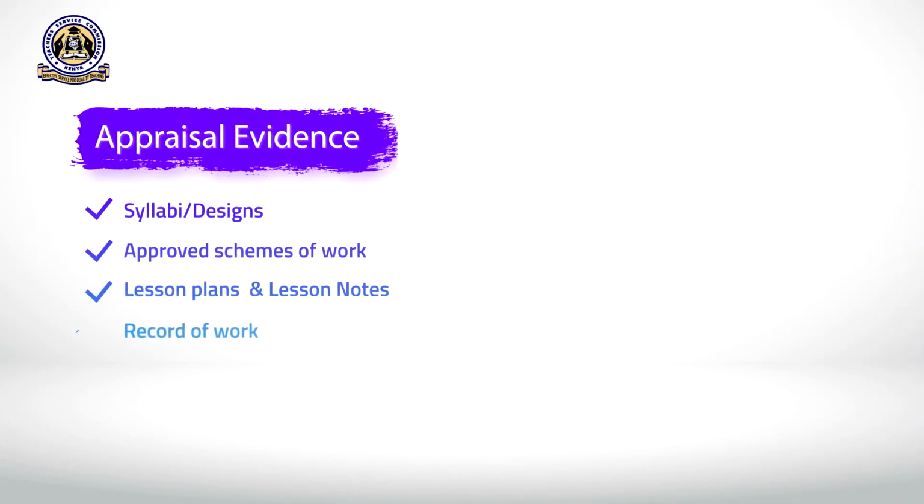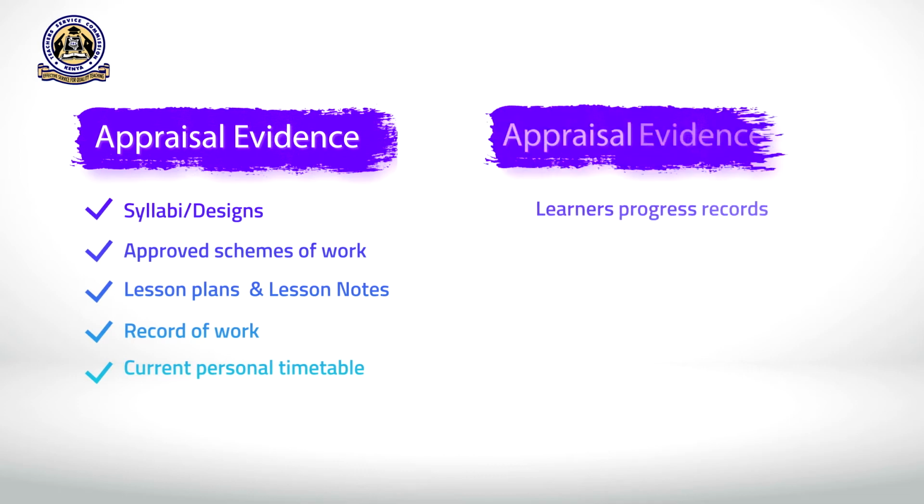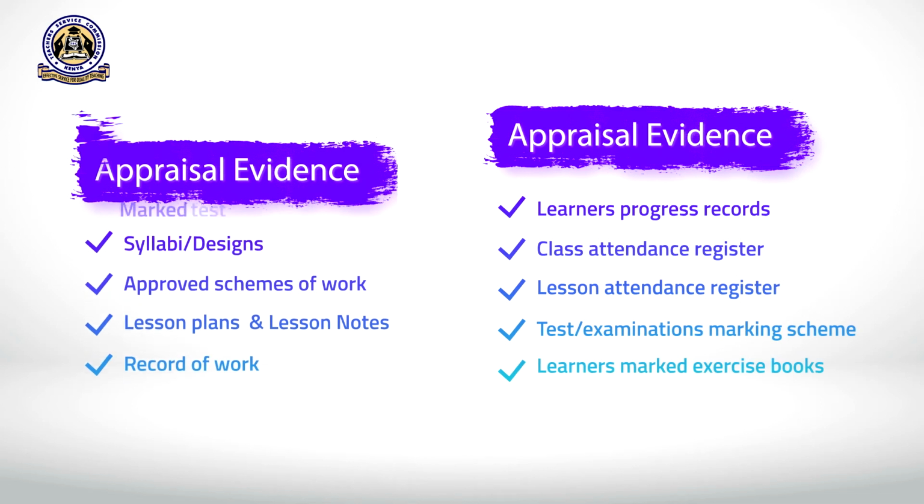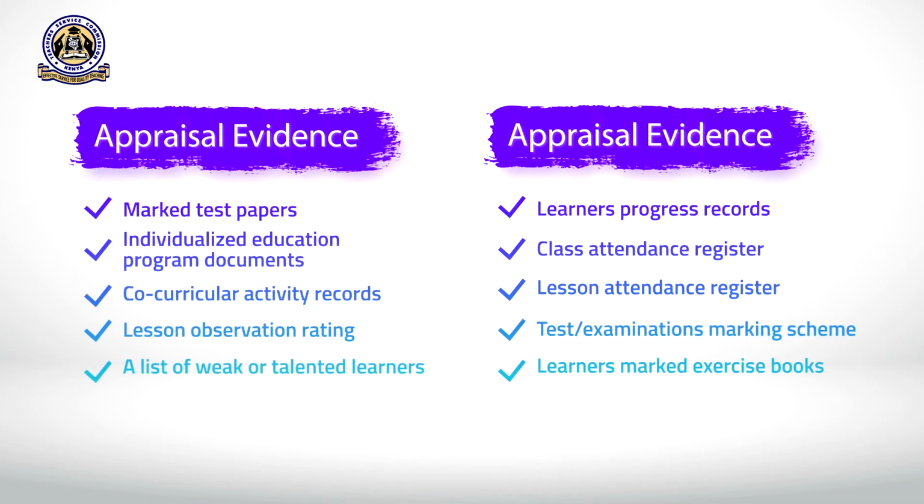Examples of evidence you need to gather include syllabi or designs, approved schemes of work, lesson plans, lesson notes, record of work, current personal timetable, learners' progress records, class attendance register, lesson attendance register, test or examinations marking scheme, learners' marked exercise books, marked test papers, individualized education program documents, co-curricular activity records, lesson observation rating, a list of weak or talented learners, copies of subject or departmental meeting minutes, teaching and learning resources.